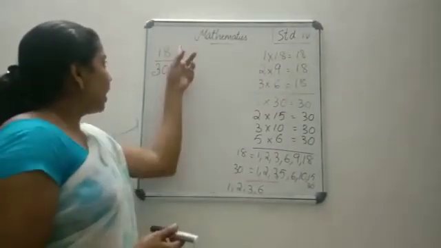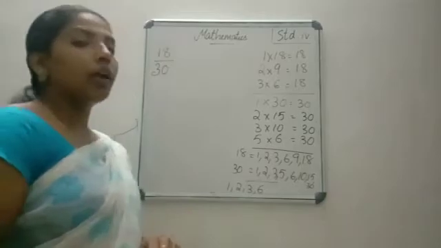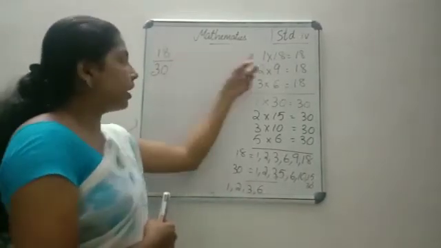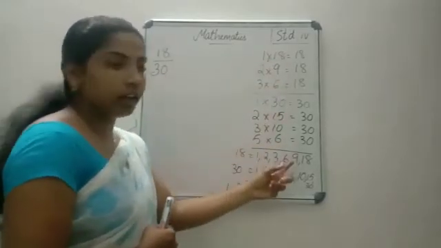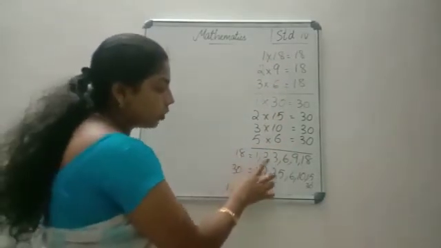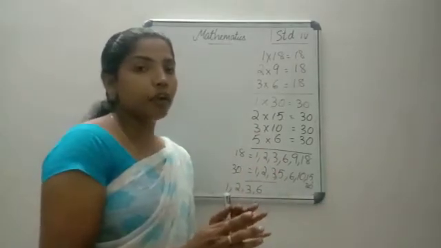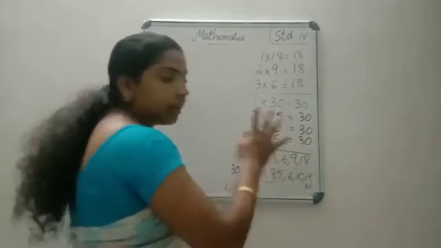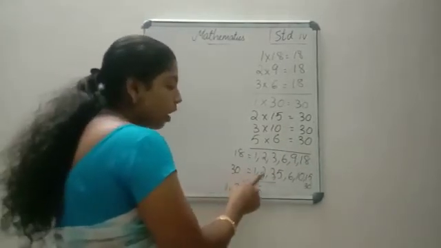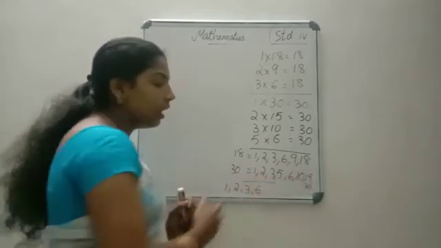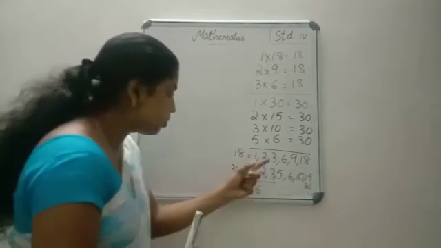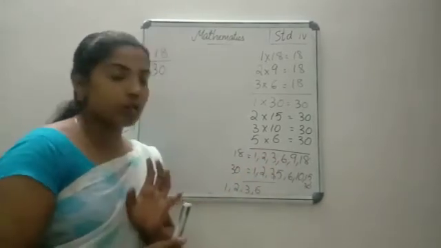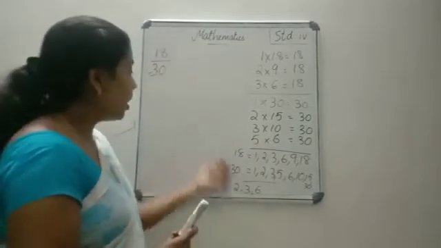One more question, 18 by 30. Here also we are going to find the equivalent fraction using common factors. For that, I have written the factors of 18 and factors of 30. You have already studied how to find the factors, so I will not repeat it again. Factors of 18 are 1, 2, 3, 6, 9 and 18. Factors of 30 are 1, 2, 3, 5, 6, 10, 15 and 30. From this we need the common factors. 1, 2 is common, 3 is common and 6 is common.